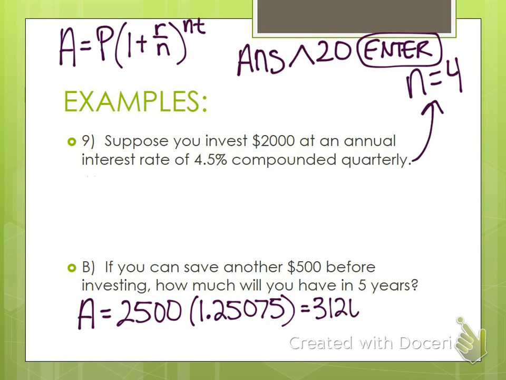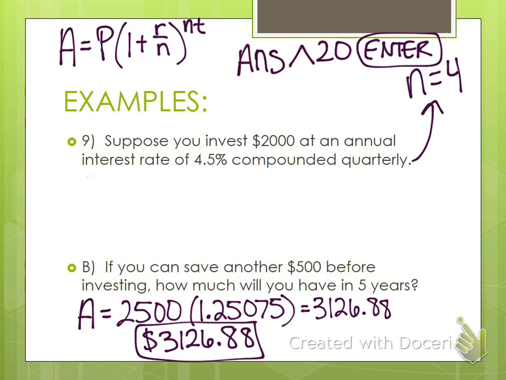3, 1, 2, 6, 8, 7, 8, 9. I think it's going to be 8 is what I'm getting. Right? Because the 6 makes the 7 go up to an 8. All right. So we would end up with $3,126.88. So investing $500 more increased our profits by about $100. Right? We didn't just make 500 more. We went up to about 600 more. Okay.